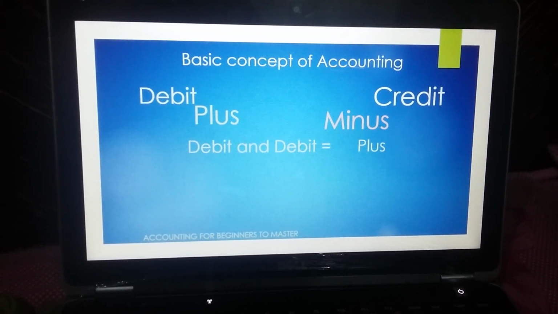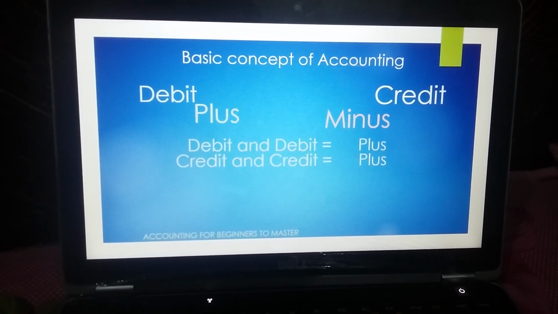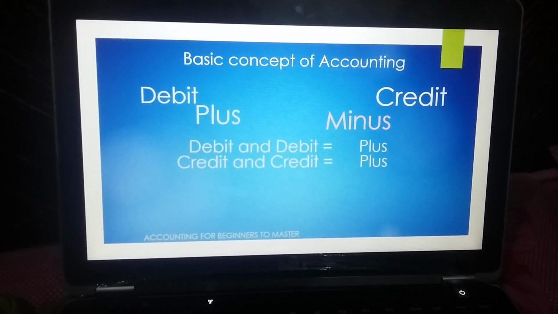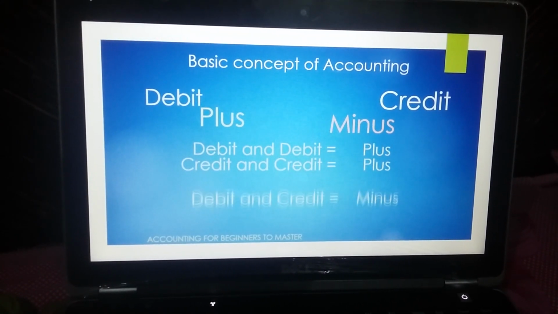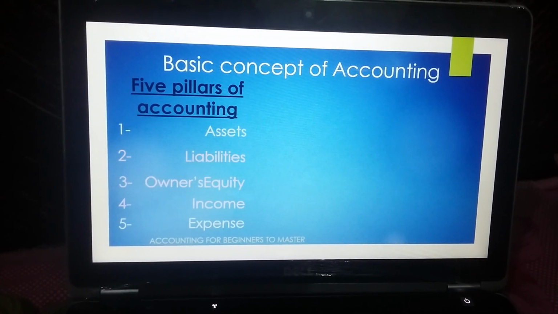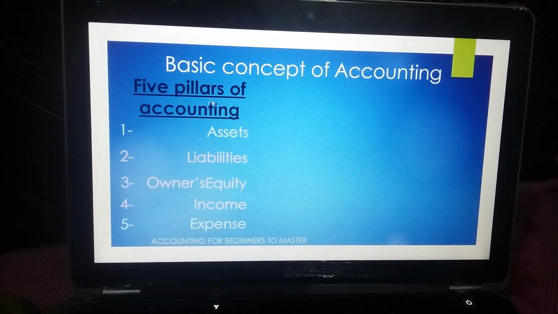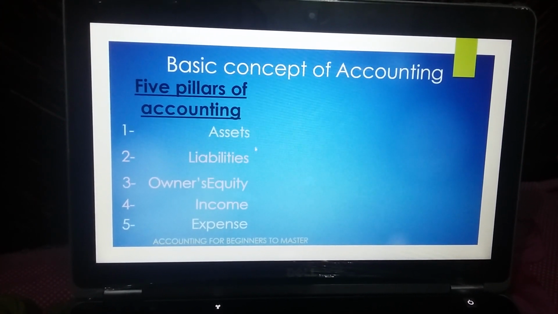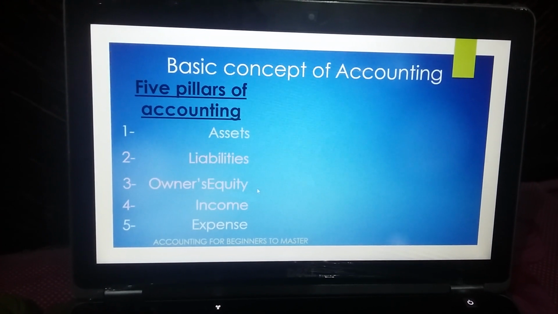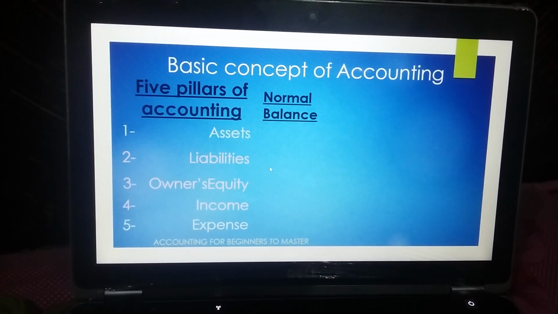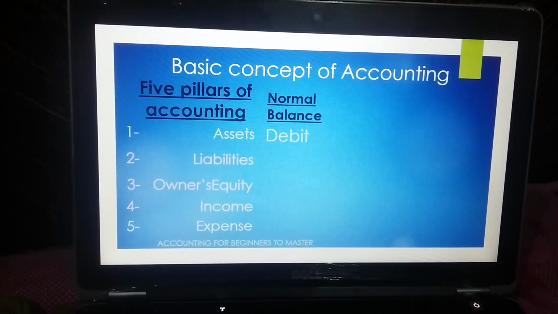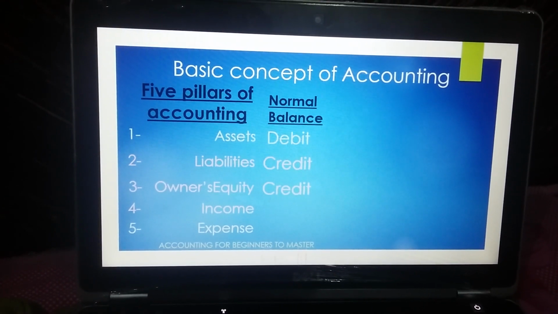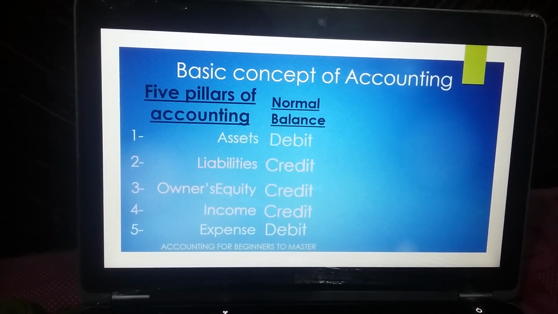Anything which has its normal balance, debit or credit, if it is debit and debit, plus; credit and credit, plus; otherwise minus. We have five pillars of accounting: assets, liabilities, owner's equity, income and expense. Their normal balance: assets are debit, liabilities credit, owner's equity and income credit, and expense debit.